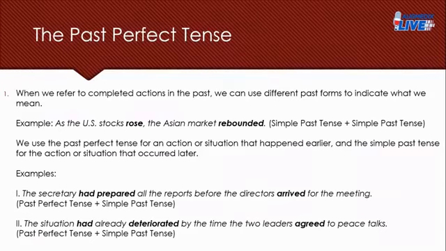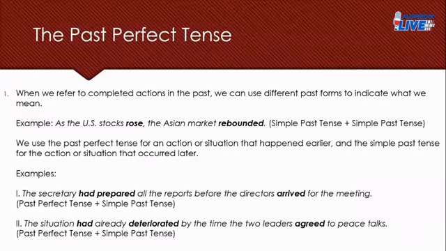Now, this we understand, but when do we exactly employ the past perfect tense? We use the past perfect tense for an action or situation that happened earlier, and the simple past tense for the action or situation that occurred later, right? Remember this: two actions taking place. One of those actions took place earlier, and the other action took place later, after the first action, right? So both these actions are relevant, and the actions are subsequent to each other, right?